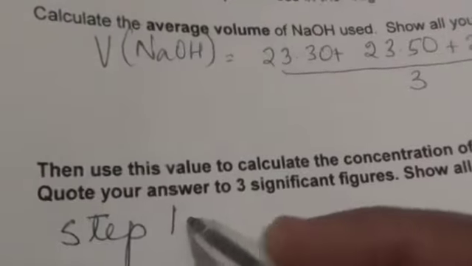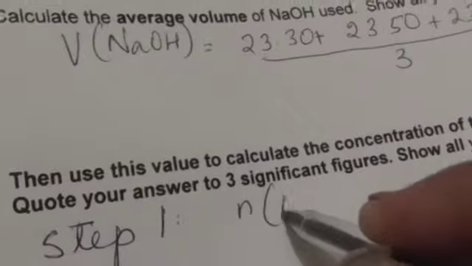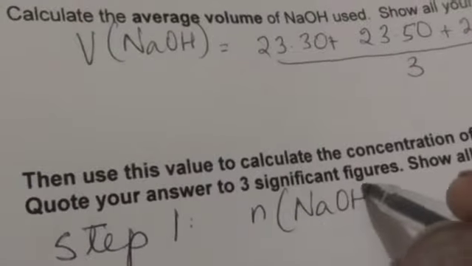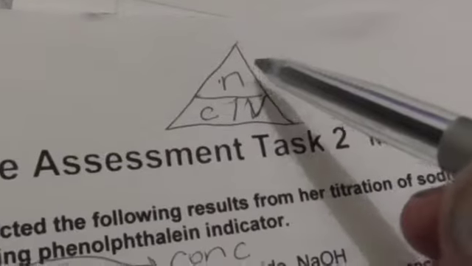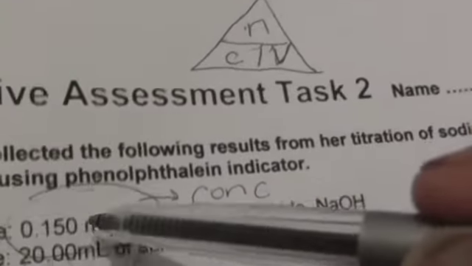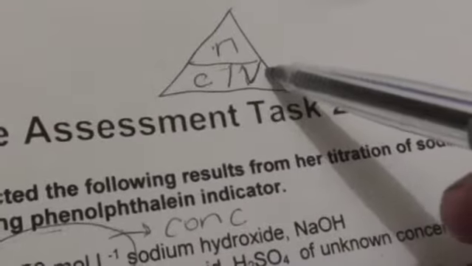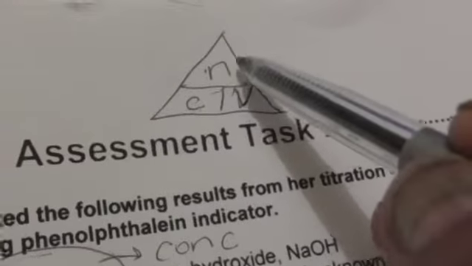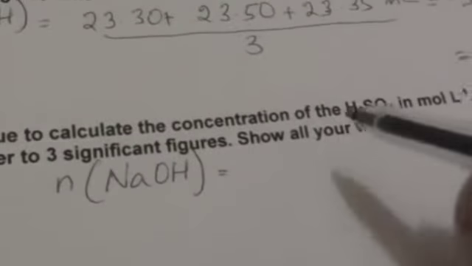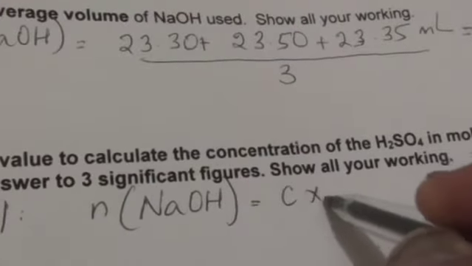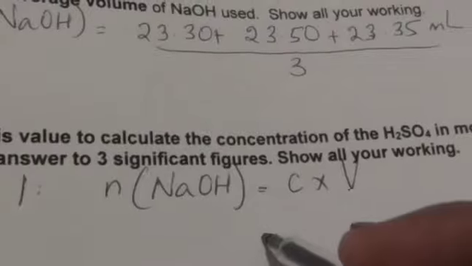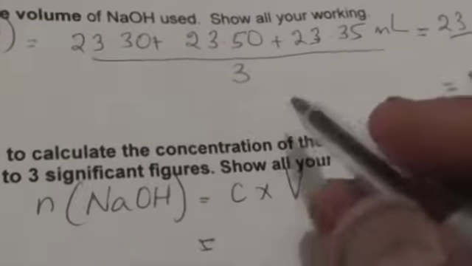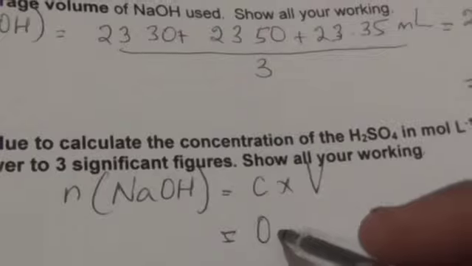Step 1 is to find the number of moles of sodium hydroxide. Now I know 2 quantities in this triangle for sodium hydroxide. I know the concentration because that was given to me by the teacher, and I know the volume because we got that from the table. So we can multiply these 2 and we can calculate N. Okay, so that's what I'm going to do in step 1. So that's going to be concentration multiplied by volume, which is equal to, what's the concentration?